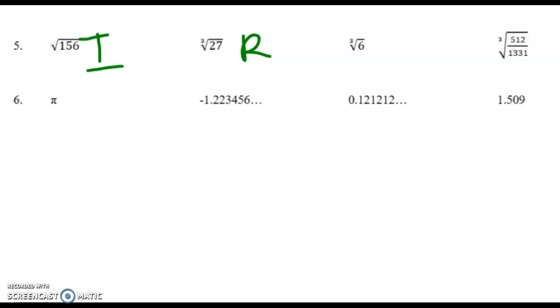All right, the cubed root of 6. Now we know the cubed root of 8, which is 2. We don't know the cubed root of 6, so that one is going to be an irrational.